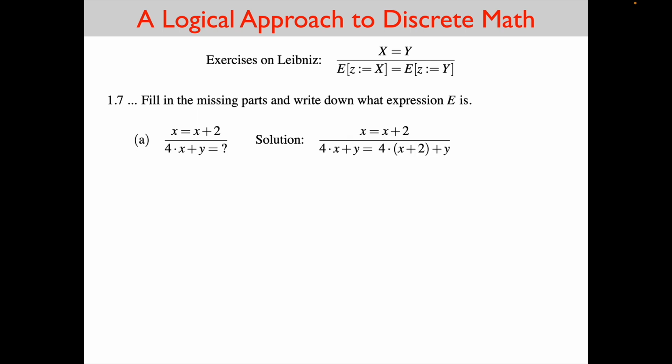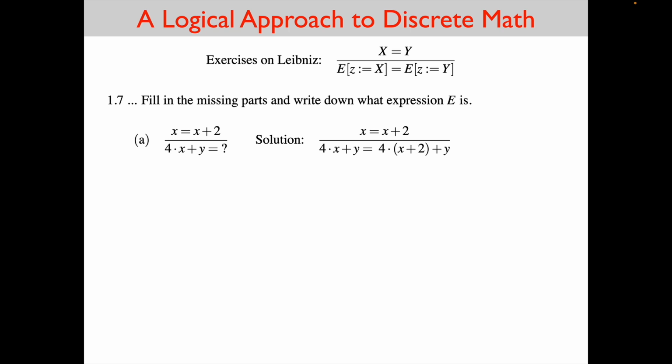So here's the solution. If x equals x plus 2 in all states, then 4 times x plus y must equal 4 times parentheses x plus 2 close parentheses plus y. Now, this part of Leibniz is pretty easy to understand because this is the kind of thing that you plug in when you do algebra problems in college algebra.